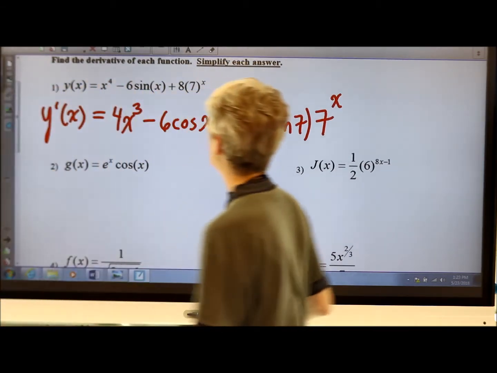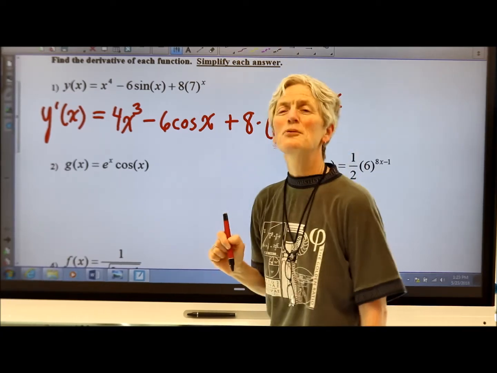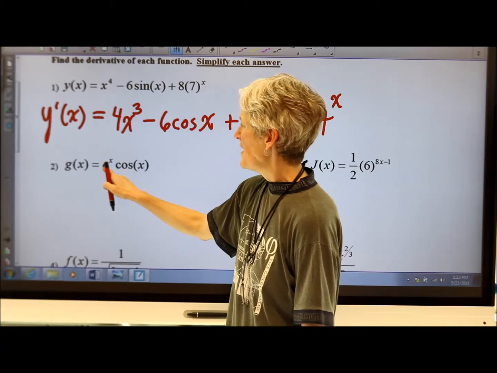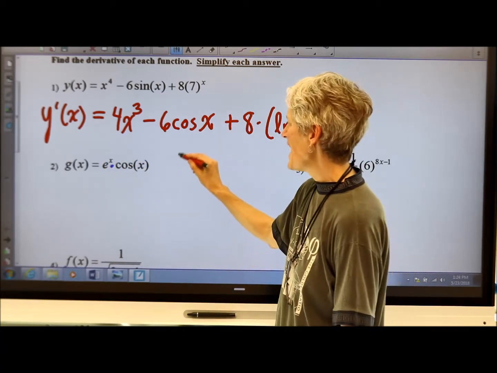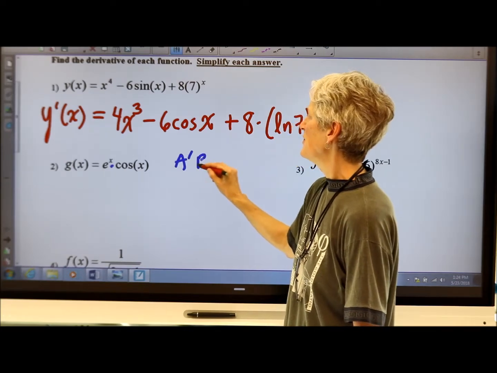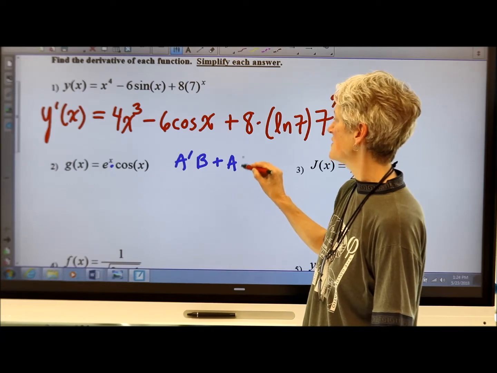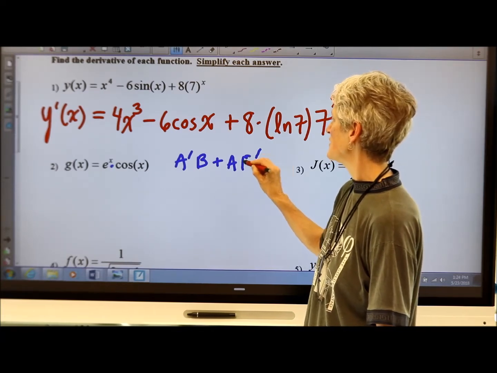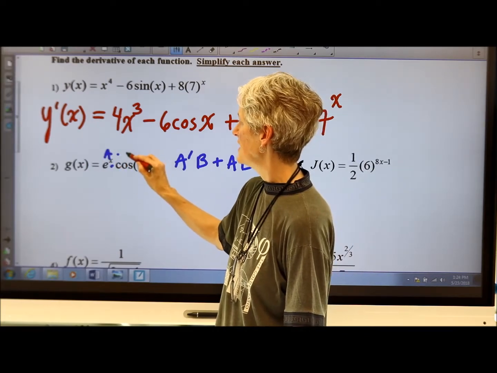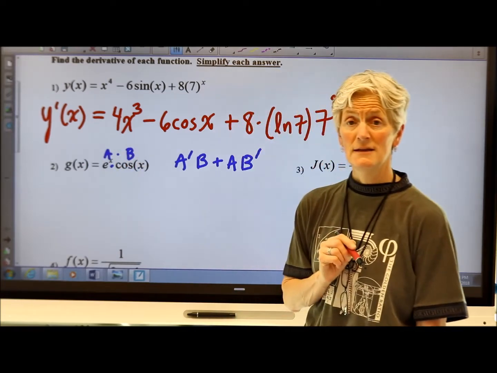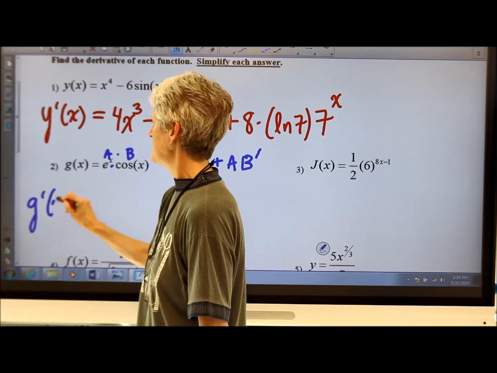When we analyze this, I hope when you do your analysis you see there's a product here. You have e to the x times cosine of x. You're going to have to use our product rule. The derivative of the first times the second as it is, plus the first as it is, times the derivative of the second. Right? Where e to the x we'll consider our a, cosine of x we'll consider our b. All right? Derivative of g of x is g prime of x.